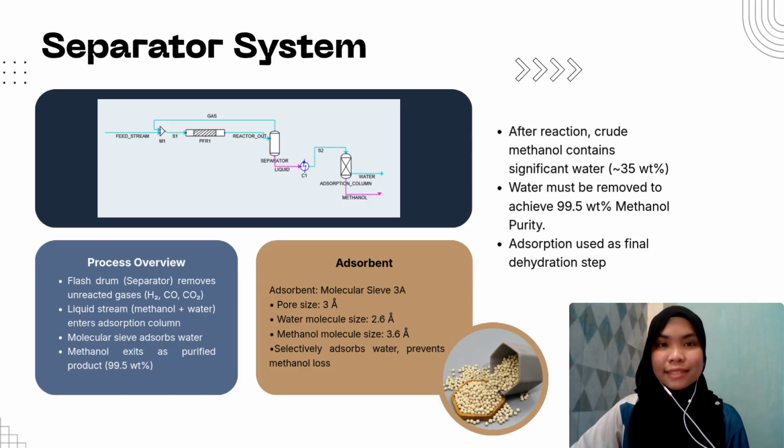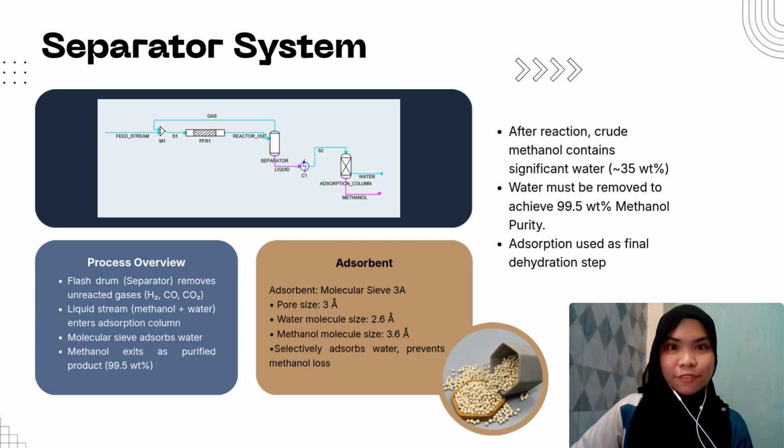For the separator system, we implemented an adsorption-based purification process to obtain high purity methanol. After the reaction stage, the crude methanol stream still contained a significantly high amount of water, approximately 35 weight percent. Since the targeted specification for industrial methanol is 99.5 weight% purity, this water must be removed. Therefore, adsorption is used as the final dehydration step in the purification process.